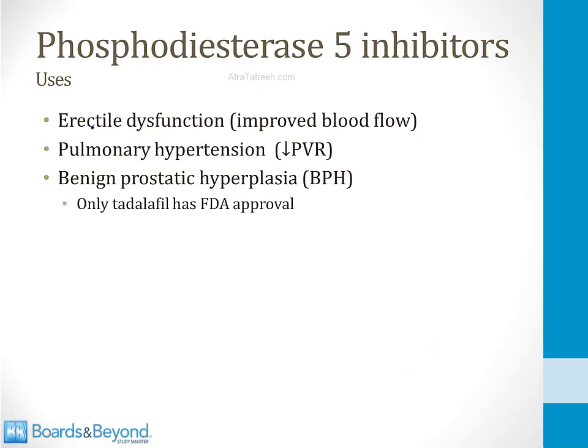Because these drugs generally relax smooth muscle, they have a number of uses, not just erectile dysfunction. So in erectile dysfunction, smooth muscle relaxation leads to improved blood flow to the penis, and that's why these drugs are helpful. In pulmonary hypertension, smooth muscle relaxation in vessels in the lungs lowers the pulmonary vascular resistance, and that lowers the blood pressure in the lungs. And then finally, in benign prostatic hyperplasia, or BPH, these drugs relax smooth muscle in the bladder and the prostate and make it easier for men to urinate. And one of the drugs in this class, tadalafil, has FDA approval for treatment of BPH.